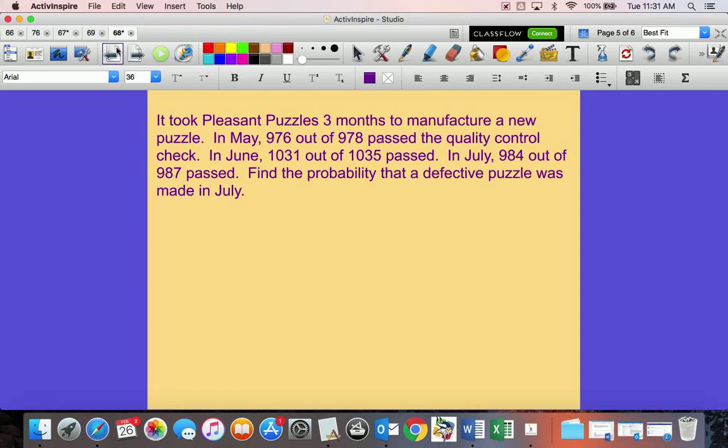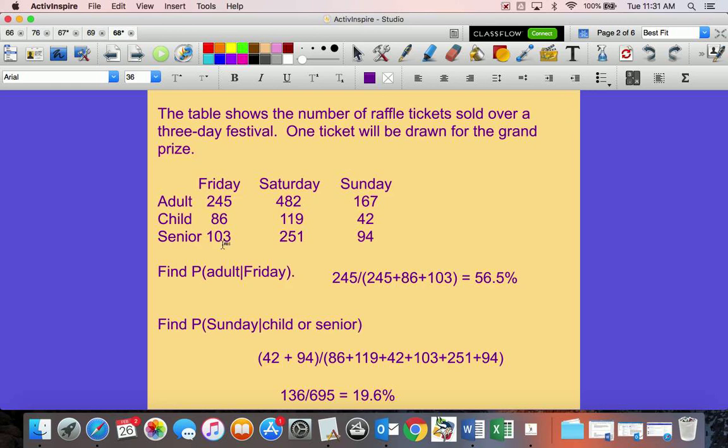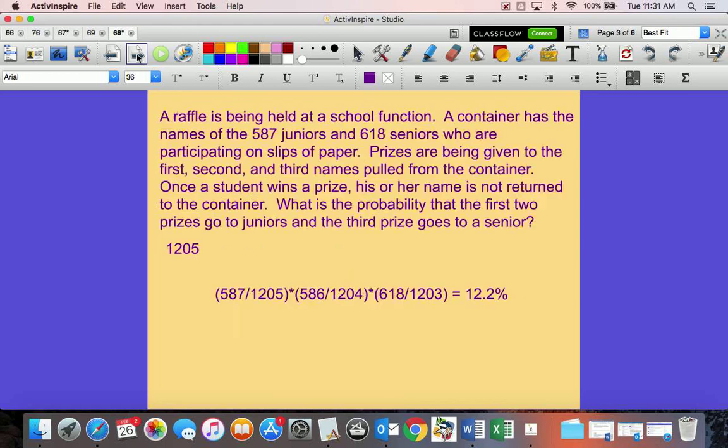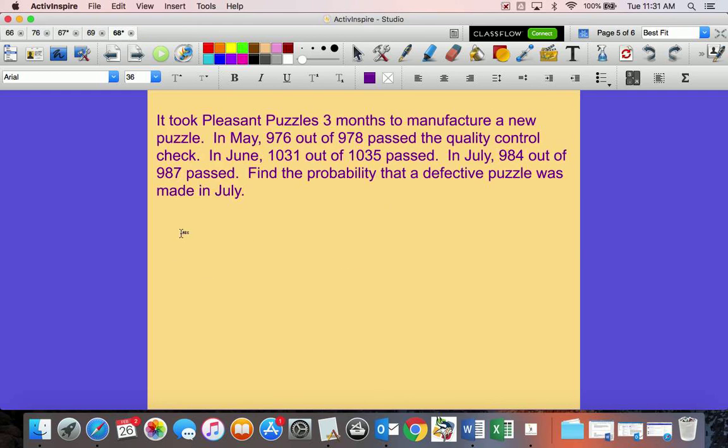Well, this question is very similar to these questions where we had this little bar in here. We're just going to figure out where each one goes. All right, find the probability that a defective puzzle, that means that's going to be part of the total, was made in July. So we want to find the probability of July, and then we've got that bar, and then defective puzzle. All right, so what would happen here is, remember, for our top, we are trying to figure out the total July defective puzzles.